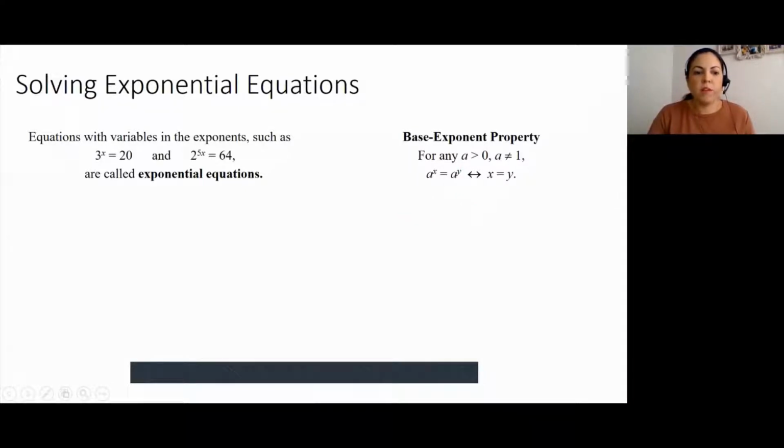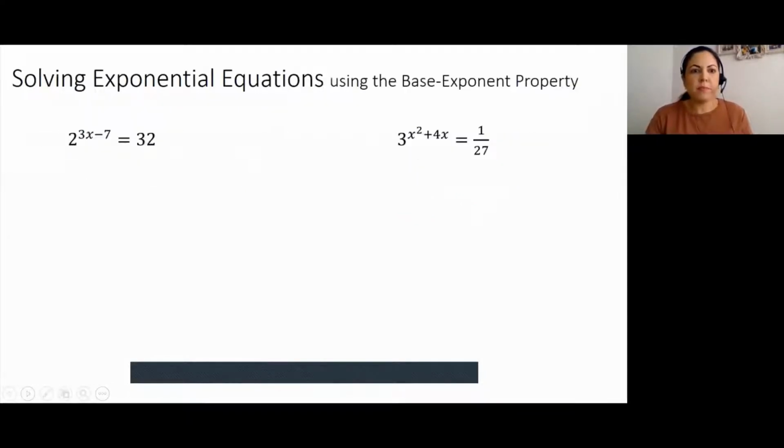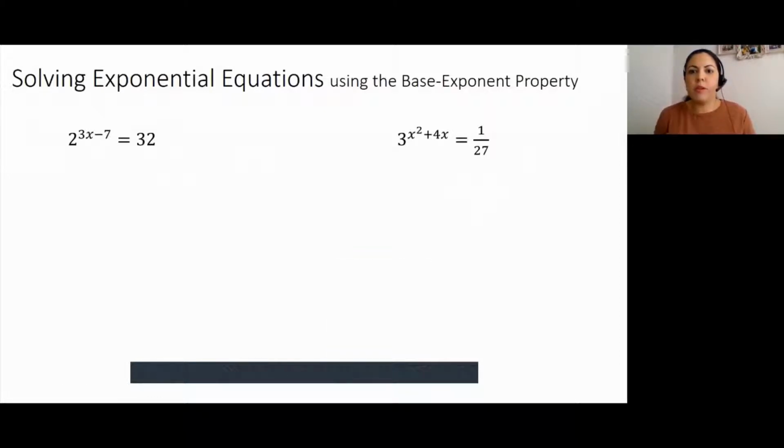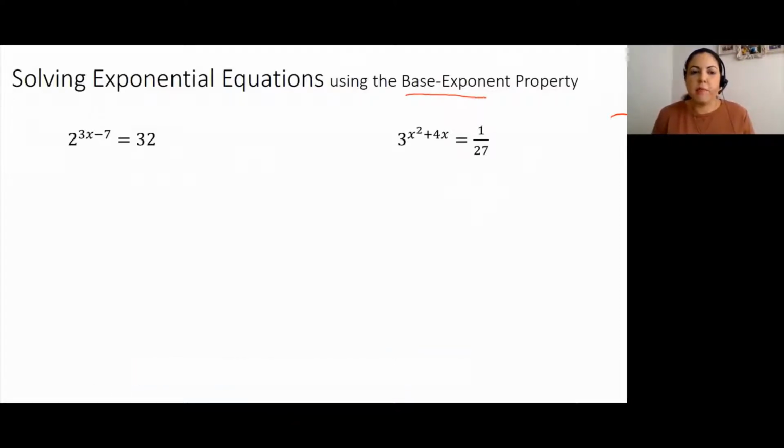So I'm going to move on to our first example. We want to solve 2 to the 3x minus 7 equals 32. And so again, using that base exponent property, that means that if we can get these bases to be the same, then we can solve for that exponent. So we need to think about, can I change this side of the equation into something that has a base of 2? And this is where it's good to be familiar with your different exponents and powers.